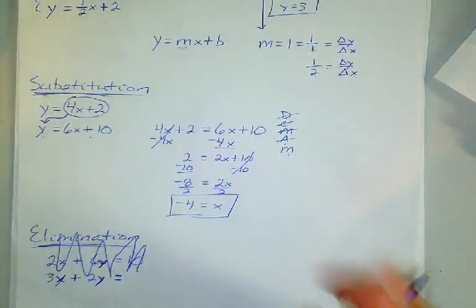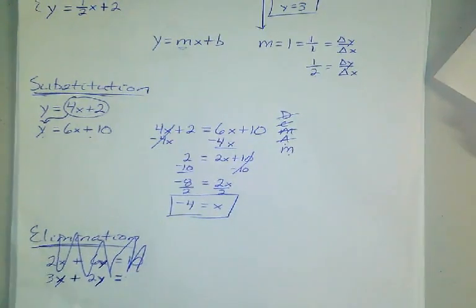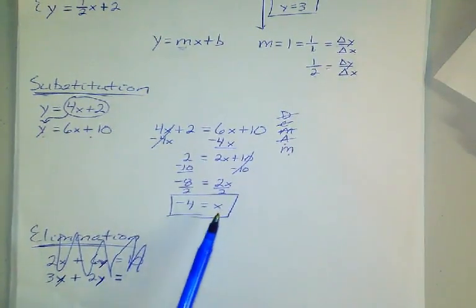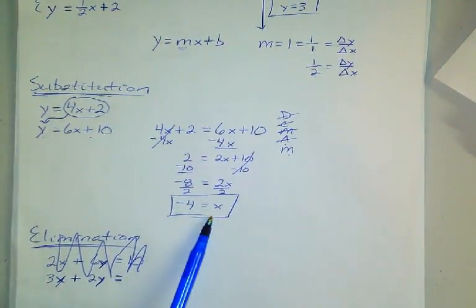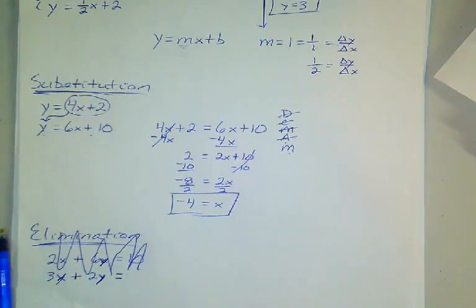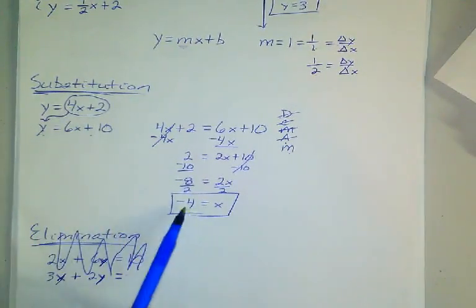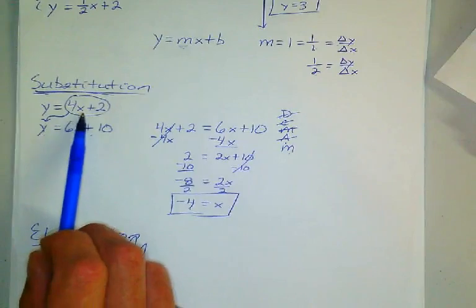Now, you've done a lot of hard work, but don't stop. This is one of the most common mistakes. The students will just stop. They'll find x. "Oh, I'm done." Well, guess what? You need to find y too. So you're going to take your answer for x and substitute it into whatever equation you want, whichever one you think is easier. I'm going to substitute negative 4 in for x in the first equation.